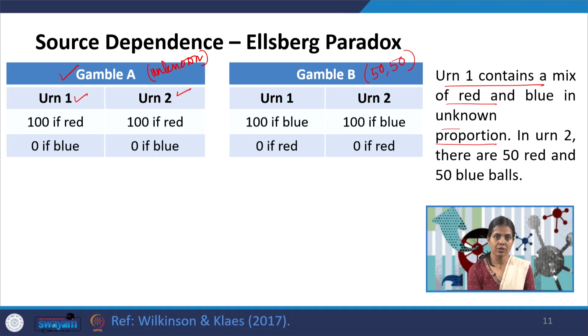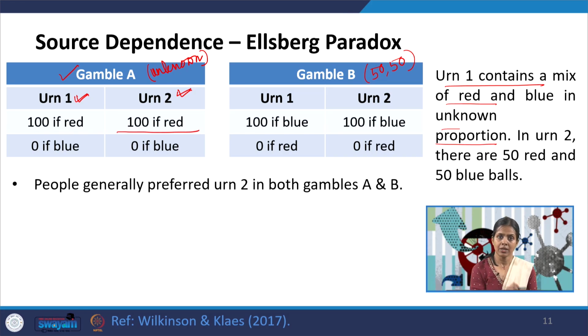So, when an individual is asked to choose between urn 1 and urn 2, it is observed that they go for urn 2. Now, when they are asked to choose one urn under gamble B, either urn 1 or urn 2, again they choose urn 2. So, people generally preferred urn 2 in both gambles A and B. Now, in gamble A you are going to get 100 if you pick up a red ball, and in gamble B you are going to get 100 if you pick up a blue ball.